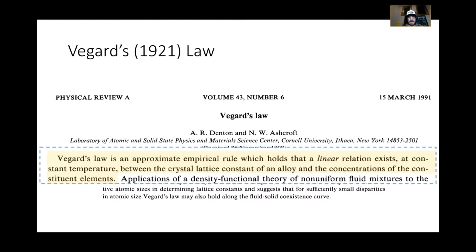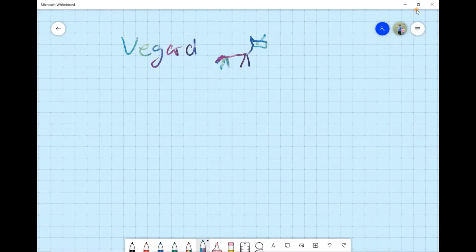So let's take a look at how this works. All right, so we're talking about Vegard's law, and I don't know why I drew a unicorn. Sorry. So I'm not really going to work much out here. I'm just going to show you how you would use Vegard's law in a more practical sense. And so let's take the example of white gold.